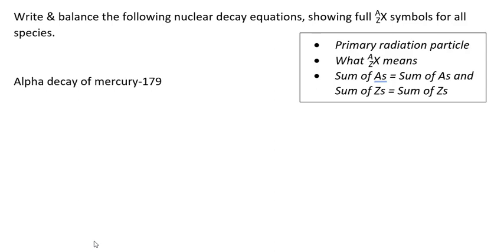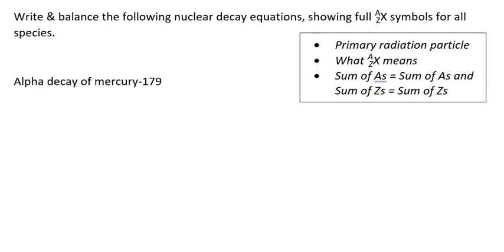The second thing you need to know is, what does AZX mean? What does that notation mean? Because you're going to be using it for both isotopes, which you are probably familiar with, and particles, which might be a little bit new. And the final thing that you need to remember is that when you're trying to balance these numbers, the sum of the A values on the reactant side equals the sum of the A's on the product side, and the sum of the Z's equals the sum of the Z's.